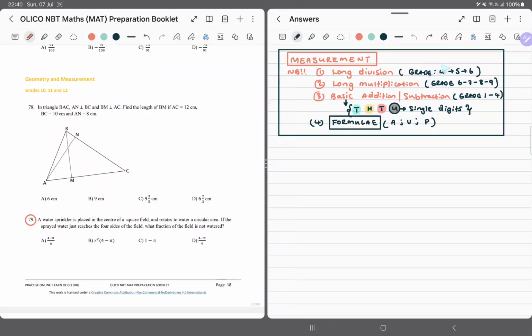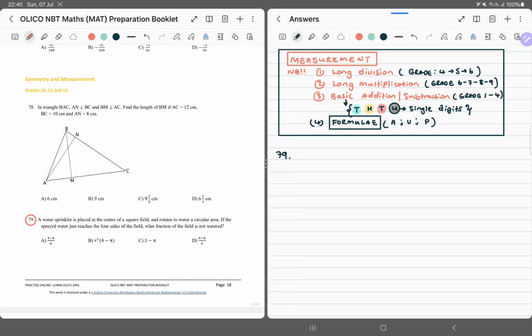Obviously, this is me trying to remember some grades where this was a thing, you know? And obviously with the basic addition and subtraction, we need to understand the organization of digits or numbers in terms of their thousands, hundreds, tens, and units. Units being single digits. And also some formulae, okay, are very important for area, volume, and perimeter. So let's start with question 79.